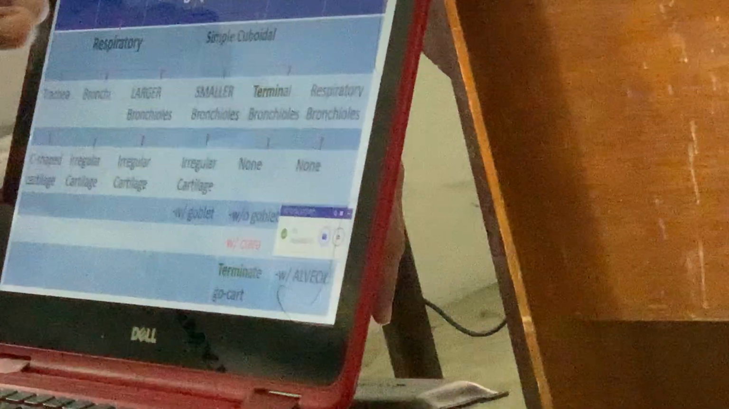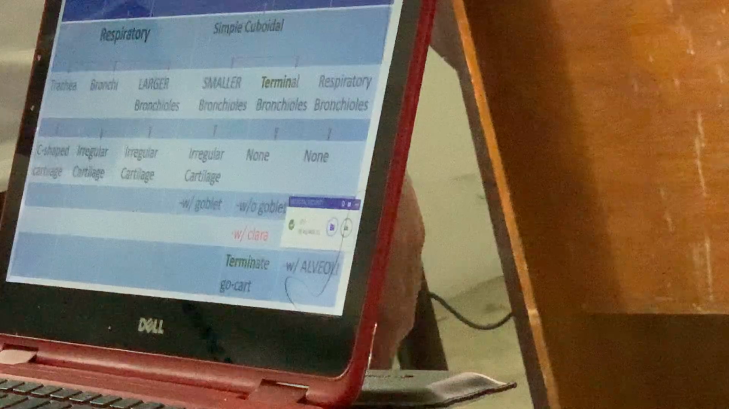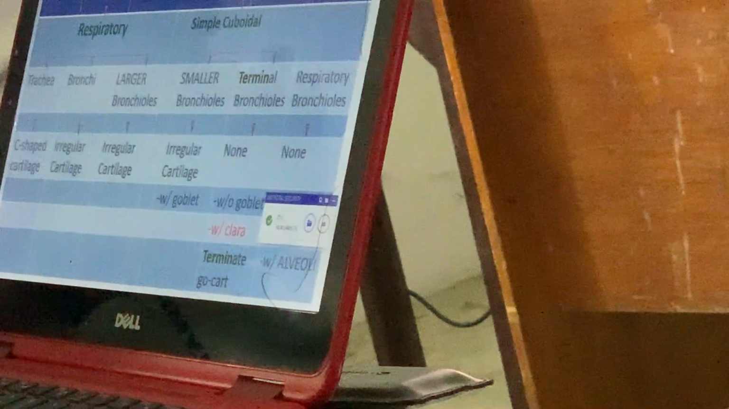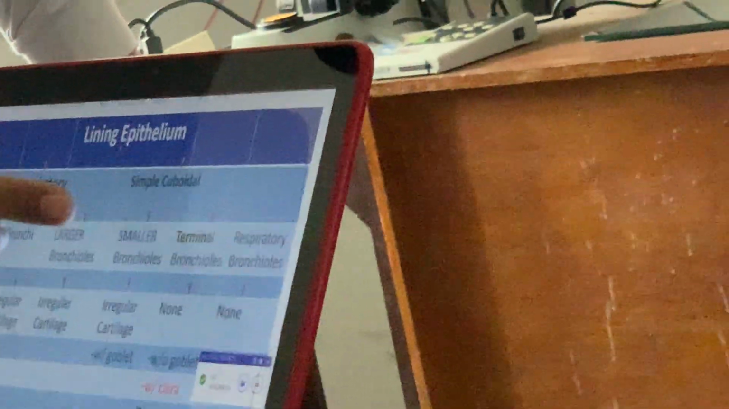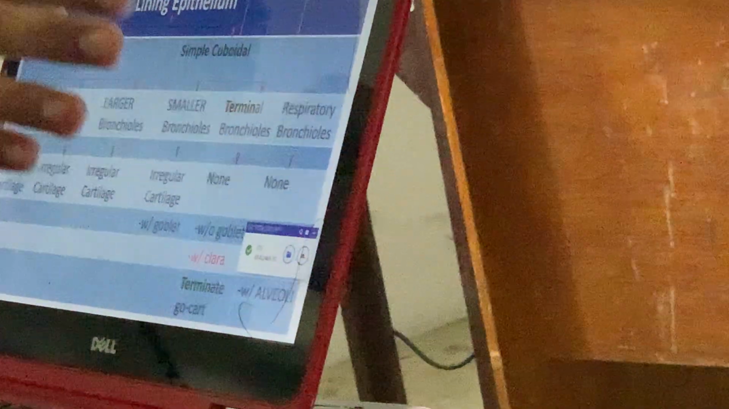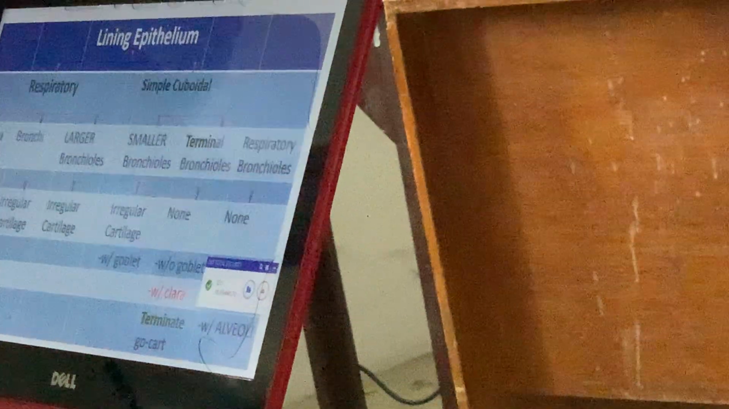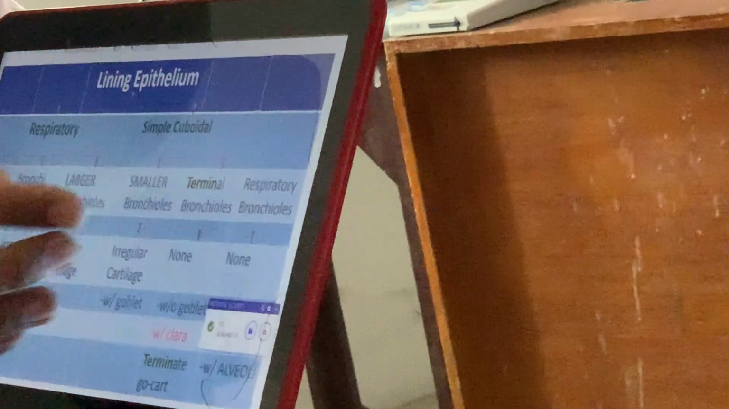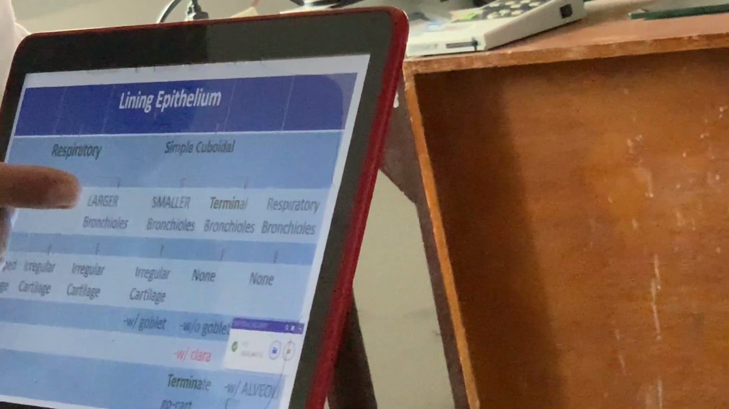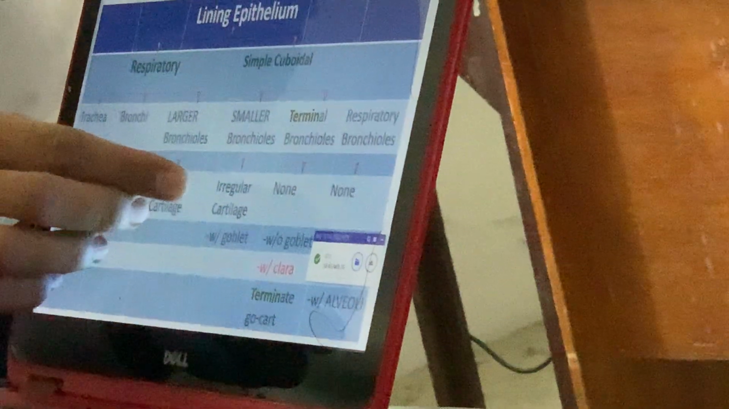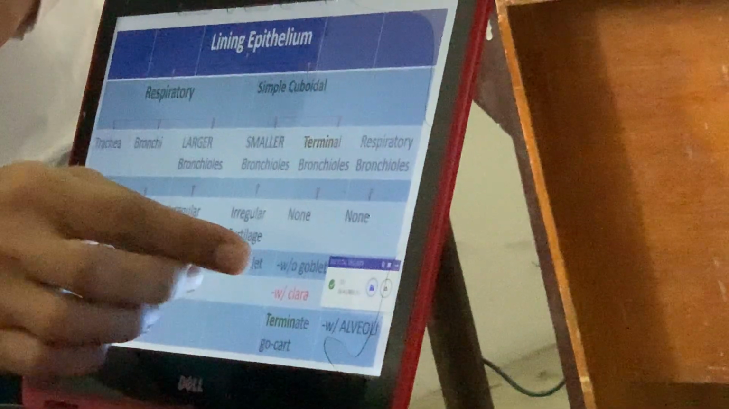And then, if you try to look at this, it is no longer the pseudostratified ciliated columnar epithelium. Respiratory, in short, is simple cuboidal. So if it is simple cuboidal, your choices are only the smaller bronchioles, terminal bronchioles, and respiratory bronchioles. How can you differentiate the three? The last one with cartilage is the smaller. From the word terminal, terminate. Goodbye cartilage, terminate goblet cells.